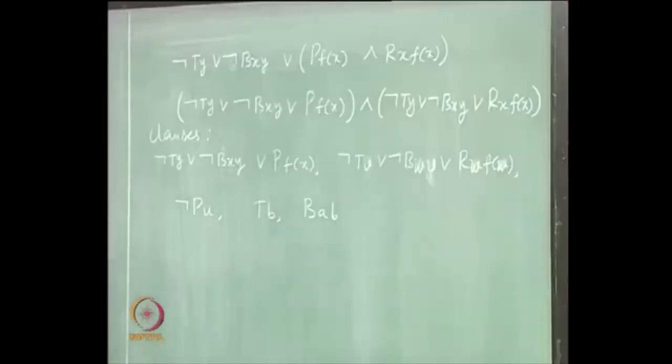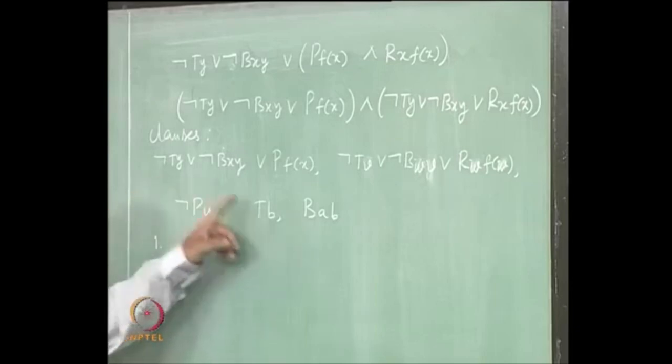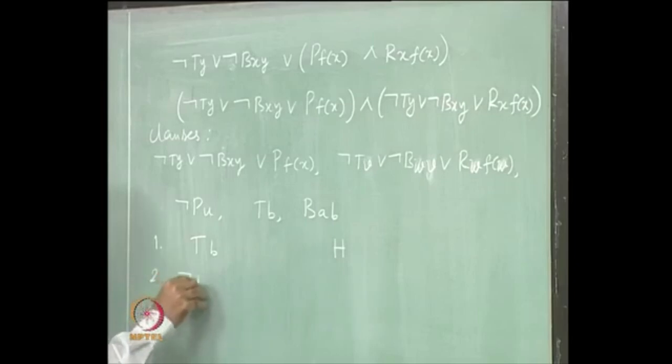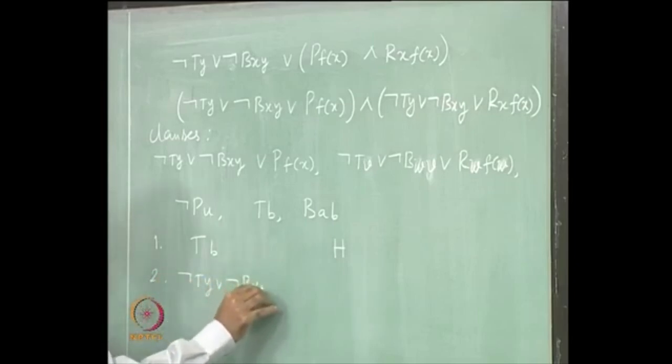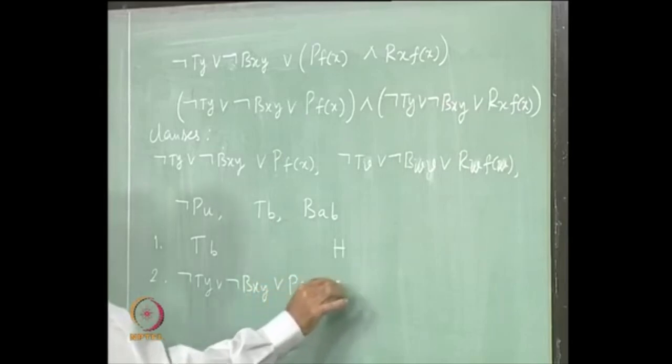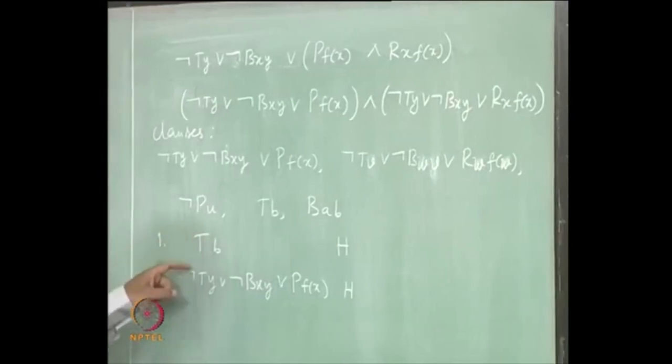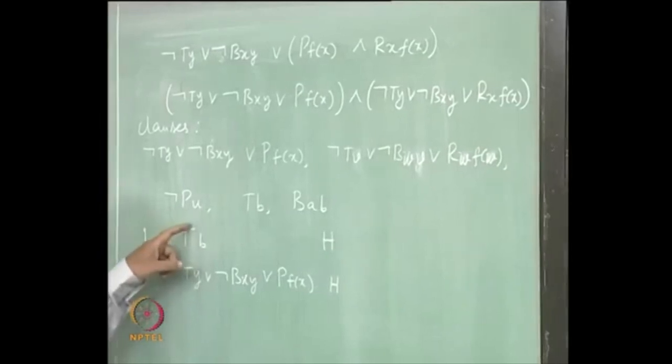So, this is the set of clauses from which we have to get bottom by resolution. We should have a resolution refutation of this set of clauses. So, these are the clauses. Now, how do we go about? We should have a strategy. Say T B, and this might resolve quickly. Okay. So, let us start with T B. It is a hypothesis. Second, we introduce not T y or not B x y or P f of x. Now, use the resolution. T B, not T y, they unify with y as B. That is the most general unifier.